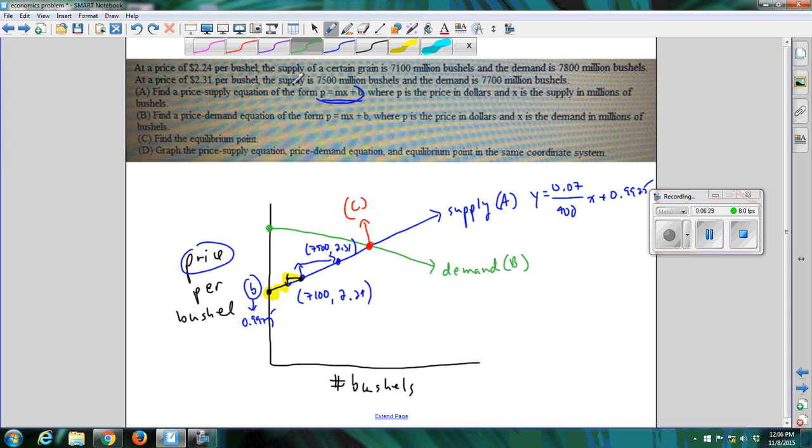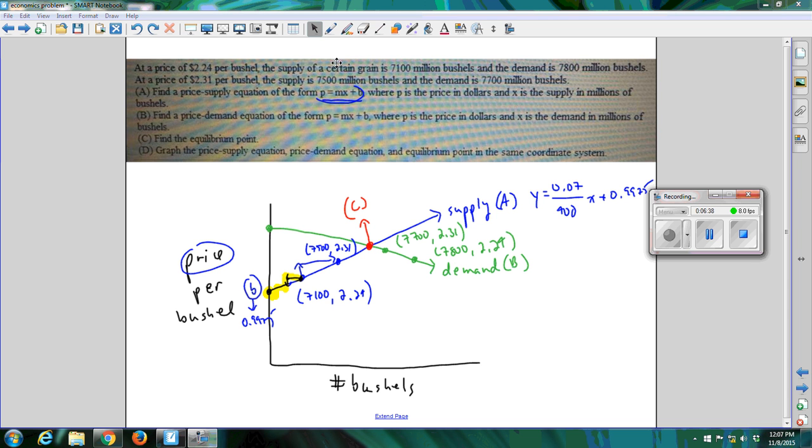You can do the exact same procedure for the green line because they've given us 2 points on the green line as well. When the demand is 7,700, the price is $2.31, and when the demand is 7,800, the price is $2.24. So when there was a change of 100 bushels, the price went down by 7 cents. That means that in our rule for the green line, it's going to be y equals negative 0.07 divided by 100 times the number of bushels plus, again, call it b, which in this case is this number here.